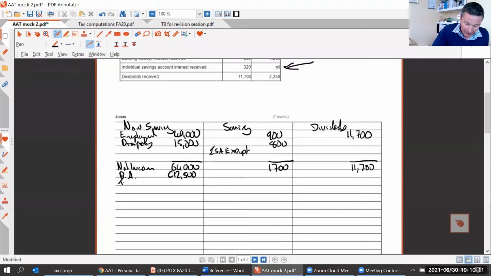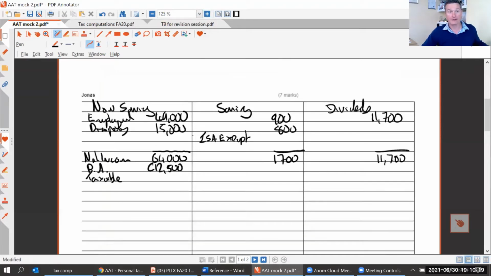That is our next step. Now I don't need those figures up at the top. I'm going to zoom in a little bit, make it a little bit easier for everyone. So take off the personal allowance, which is going to be the full £12,500, because we're not going to restrict it because the income is not over £100,000. So £64,000. Remember, we always take it off non-savings first, gives a figure of £51,500. Obviously, that's not changed. That's still £1,700, and that's £11,700. Everyone with me so far?